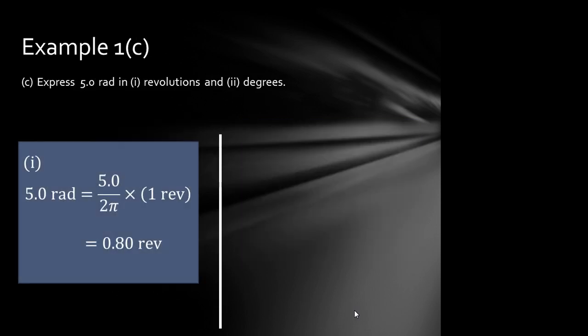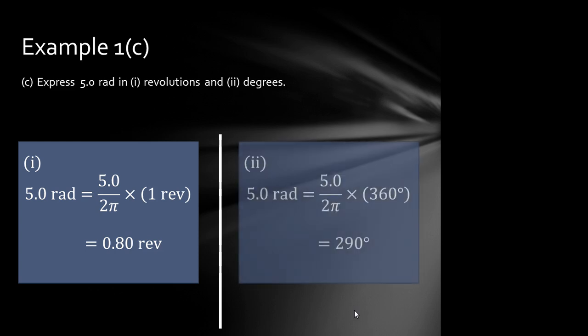Alright, last example, 5 radians to revolutions and degrees. 5 radians, take 5 divided by 2 pi. That's a fraction of a cycle. Times 1 revolution, we get 0.8 revs, or 290 degrees. So the idea is very simple. Always take a fraction of the whole and multiply by the whole.